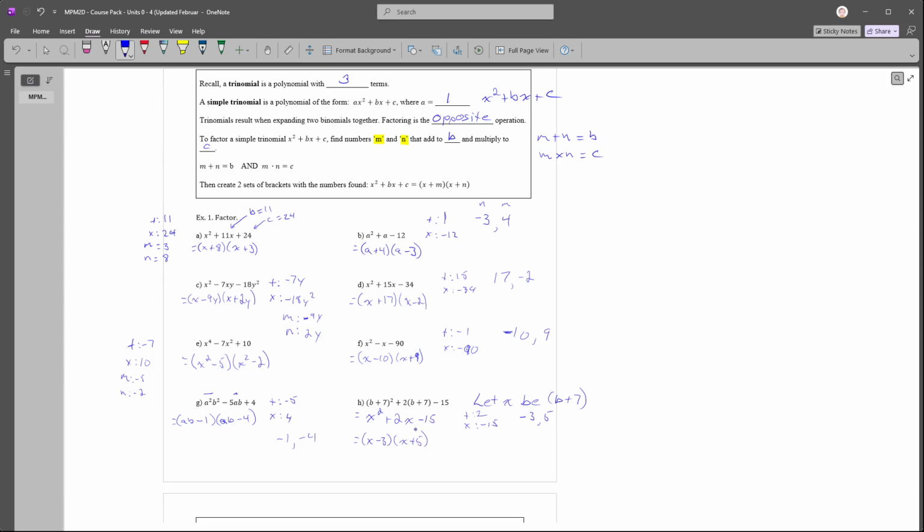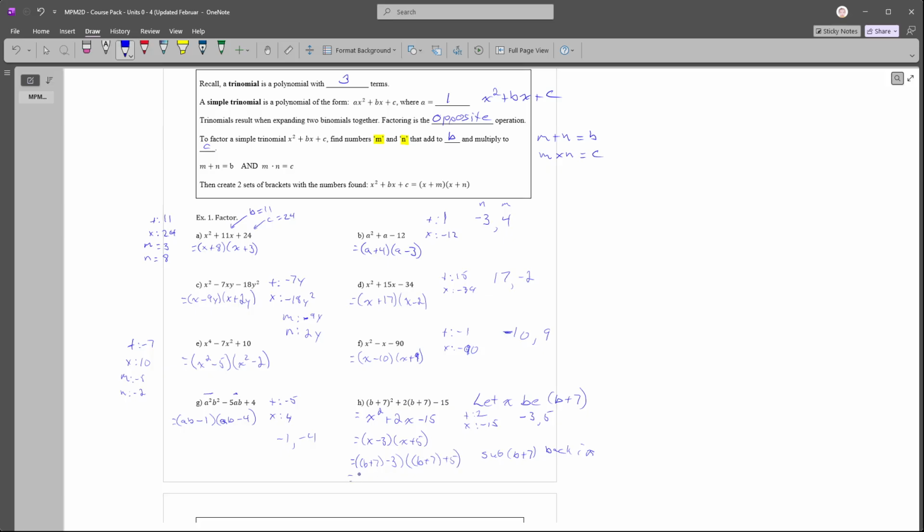But am I done? No, because I have to bring it back to the original equation. So now what we're going to do is we're going to sub our b plus 7 back into the equation. Because we have to answer the original problem, not some new problem that we made up. So that means that we're going to have a bracket. Wherever we see an x, we're going to put a b plus 7. b plus 7 minus 3. And then on the next set of brackets, it's going to be b plus 7 plus 5.